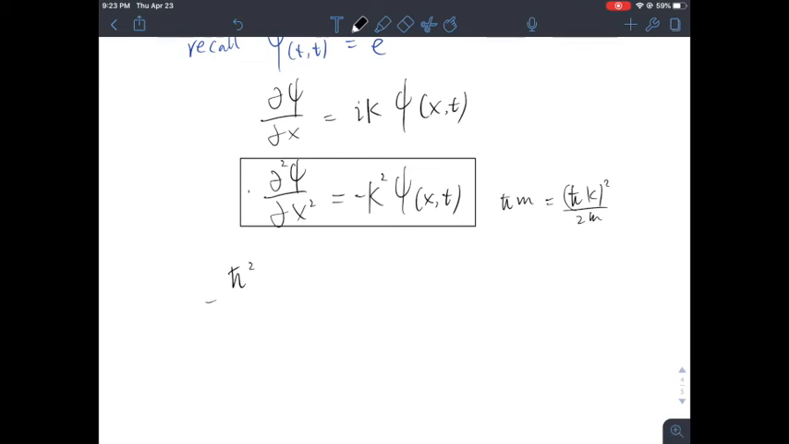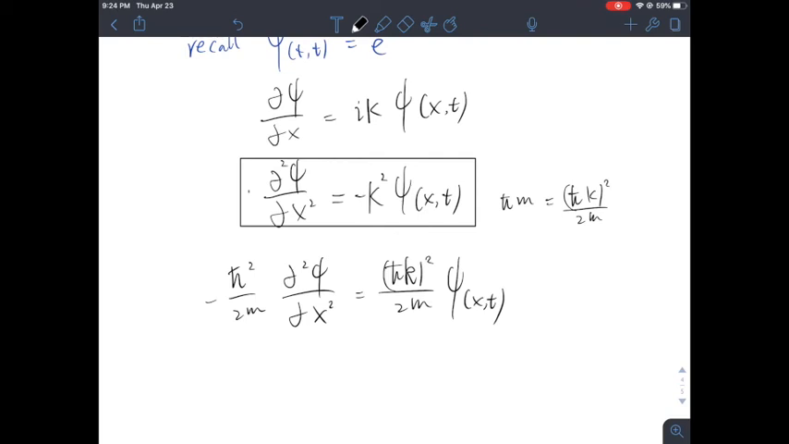We have a new expression: minus the reduced Planck constant squared, divided by 2m, times the second derivative of our psi function, is equal to (ħk) squared divided by 2m times the psi function. So how did we get this result? We can see that we just plug the right side of our energy-momentum equivalence equation into the right-hand side of our differential equation.